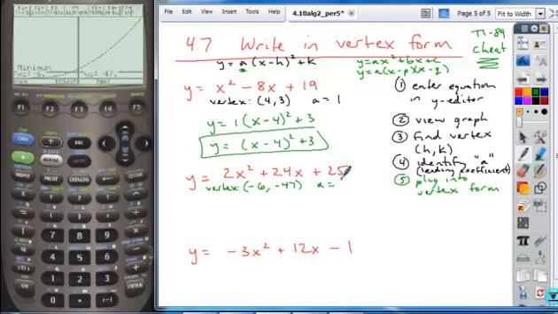What is my A value based on the standard form of this equation? My leading coefficient, which is 2. And so now I can simply plug in my vertex form. Y is equal to A times the quantity x minus h, which is -6, quantity squared, plus k, which is -47. And so this would be my equation.